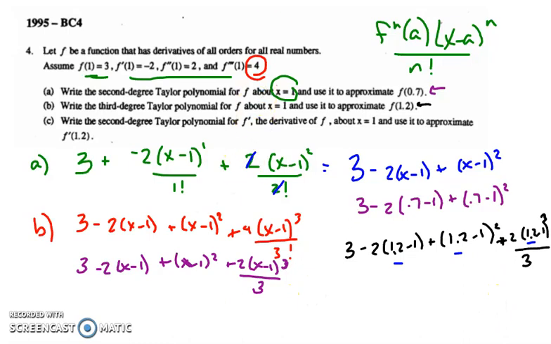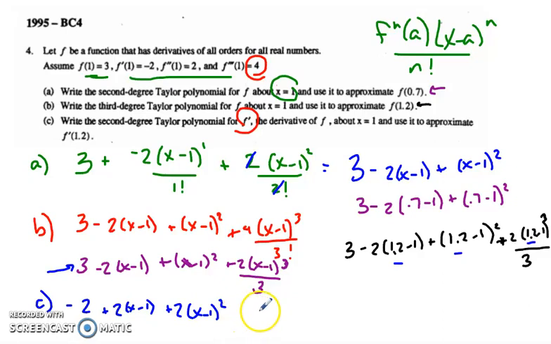Then part C says, write the second degree for f prime. So the way to get the second degree for f prime is to differentiate the third degree for f, which we just did in part B. So if I differentiate this, the 3 goes away. From the second term, I'm left with just a negative 2. From the third term, I get 2 times x minus 1. And from the final term, if I bring down the 3, I get 2 times x minus 1 squared. So that is the second degree Taylor for f prime.